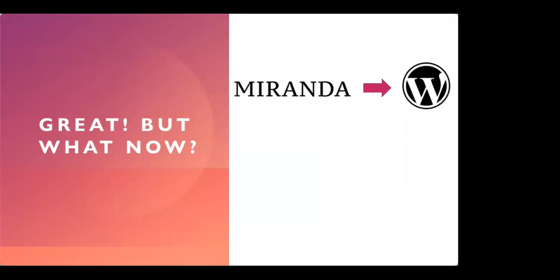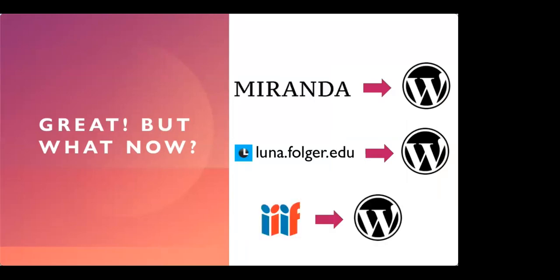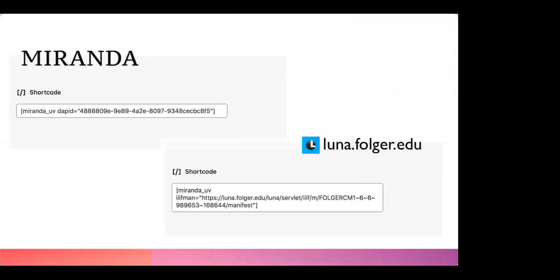But it only worked for Miranda, and editors wanted the freedom to choose media objects from Miranda or Luna. But why stop at just Miranda and Luna? IIIF is built for sharing, and our IIIF WordPress plugin should be able to share any IIIF image. To support the use of any IIIF item, not just those from Miranda, I extended the plugin to accept IIIF manifest URLs in addition to Miranda IDs. Now, any image with a IIIF manifest works in the plugin, including Luna.